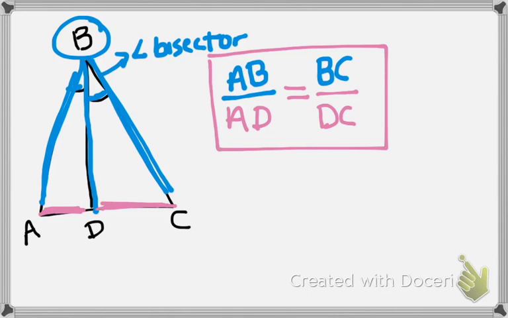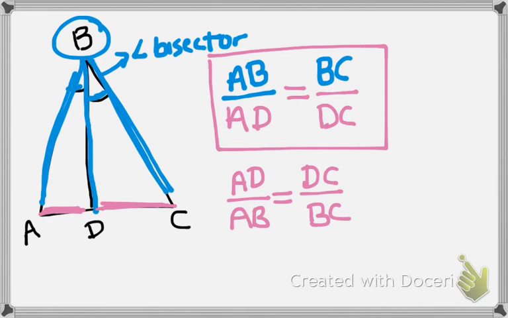Now again, like our other one, we could flip-flop this around. We could flip-flop it and have AD over AB equaling DC over BC, and it's going to get us the same result when we cross multiply. It really just depends on how you easily see it.